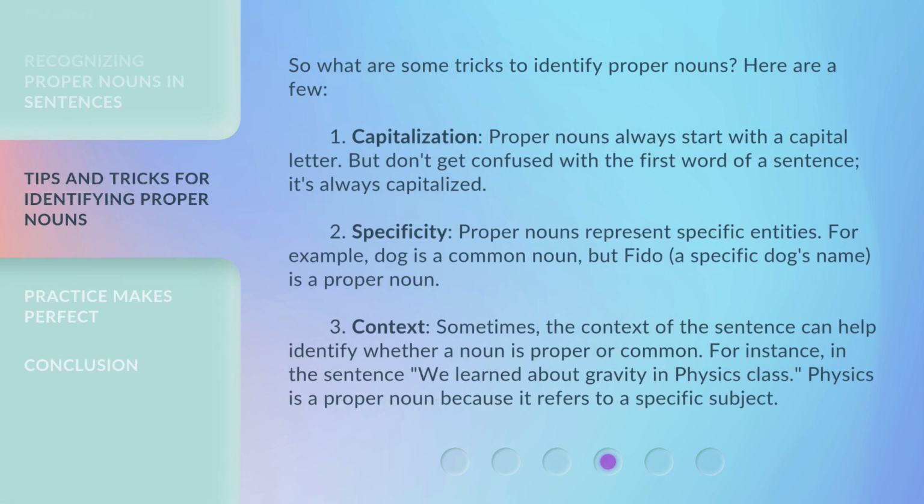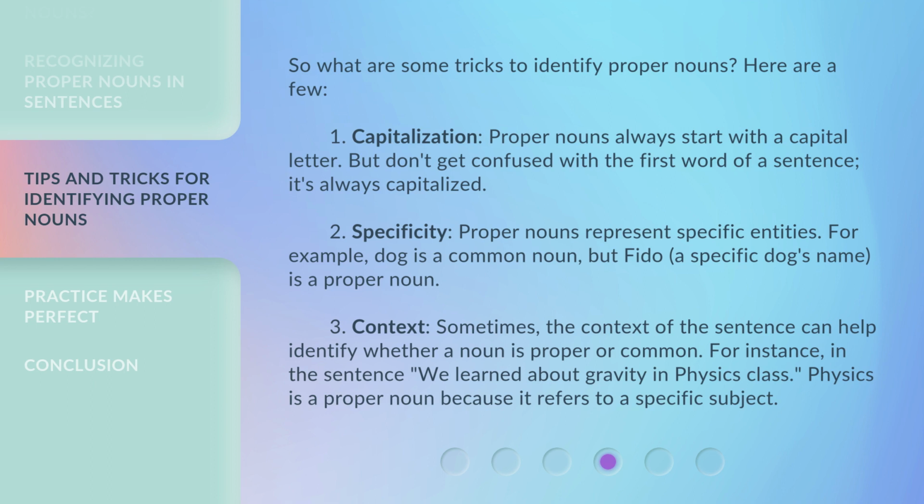So what are some tricks to identify proper nouns? Here are a few. 1. Capitalization. Proper nouns always start with a capital letter. But don't get confused with the first word of a sentence. It's always capitalized. 2. Specificity. Proper nouns represent specific entities. For example, dog is a common noun, but Fido, a specific dog's name, is a proper noun.